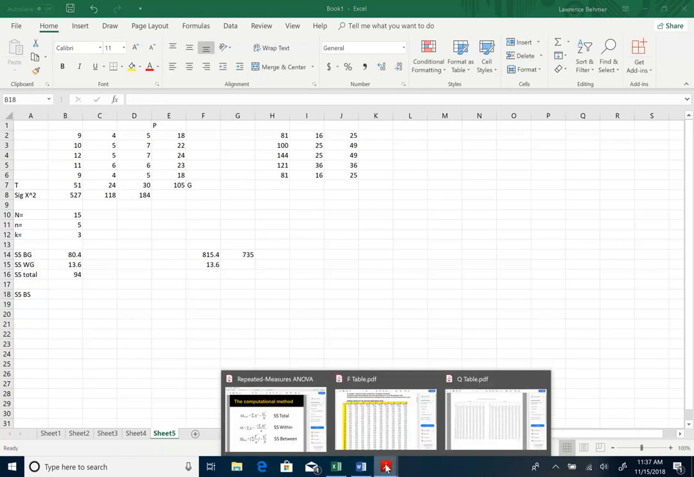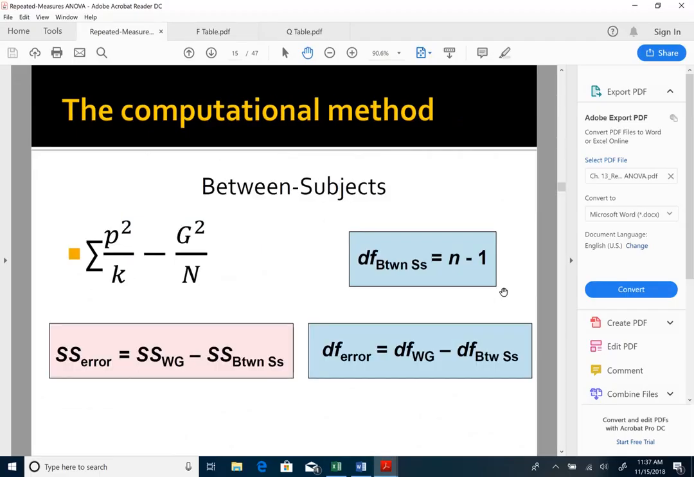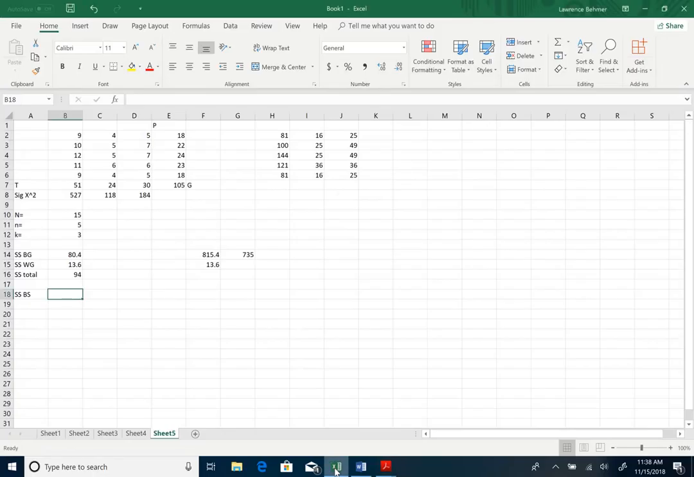Let's go back to our slides so we can remember how to do this. We're going to use sigma P squared divided by k minus G squared divided by big N. So let's do this first part first. We're going to square each P value and divide it by the number of levels. In fact, this is already G squared divided by N, so we've got some of our work done for us already.